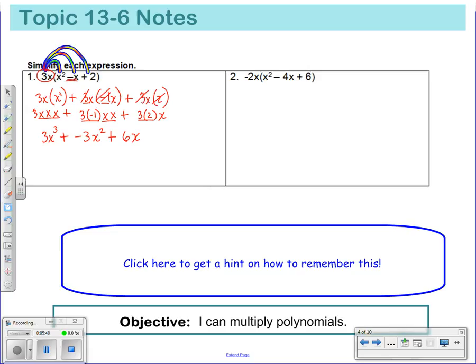Notice that I cannot add them because in order to add, I have to have the same variable with the same exponent. This has x cubed. My second term is x squared. My last term is x, so I cannot combine them. But what I will do is rewrite it. Instead of having plus and negative, I'm going to write it as x cubed minus 3x squared plus 6x.